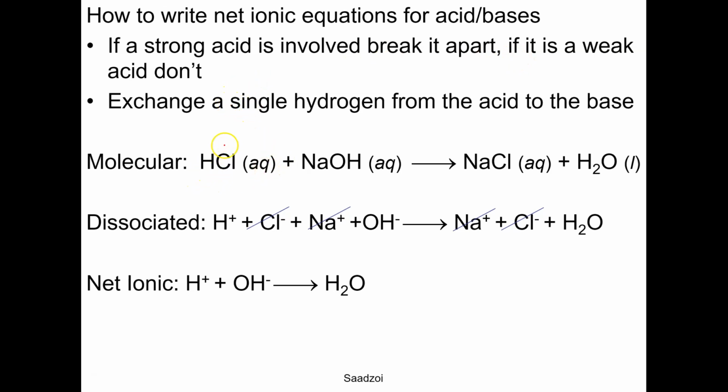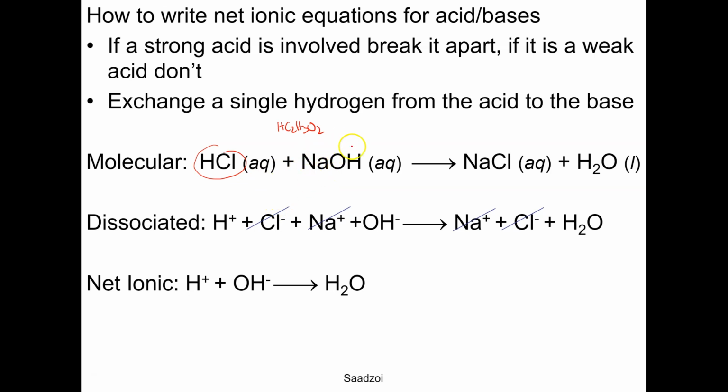What that means in English, HCl is a strong acid. I can't write it together. If it was a weak acid, like let's say acetic acid, you'd put it together. So that's how you would write it. But if it's a strong acid, do not write it together. Write it apart. Break apart the cation and anion so you can see what's going on a little bit better.